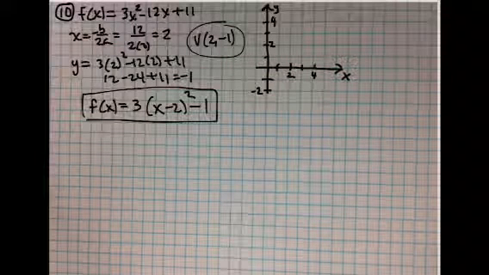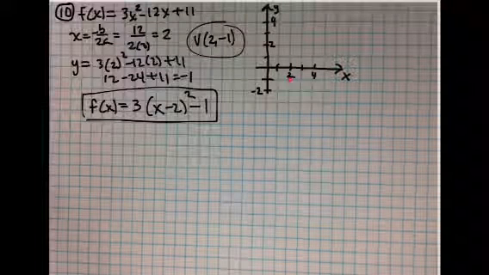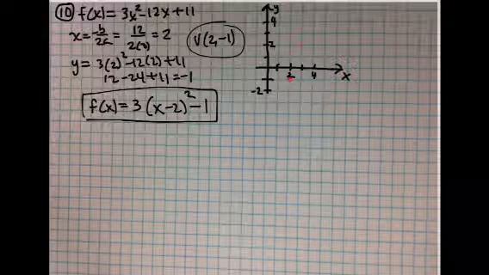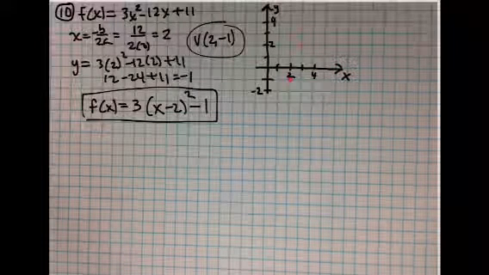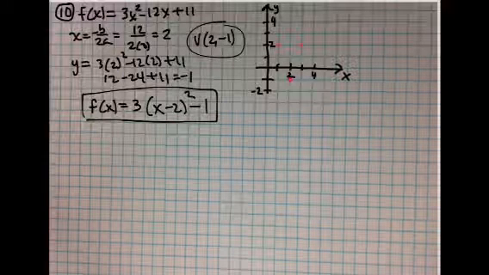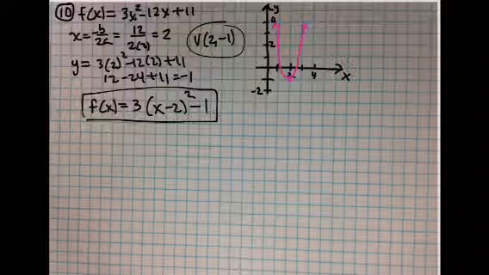So the vertex is 2, negative 1 right here. And because a is 3, I know that it's going to go to the right 1 and up 3 units. So 1, 2, 3. And left 3 units. Left 1 and up 3 units. So I connect the points. Because there's a vertical stretch, the graph looks skinnier.